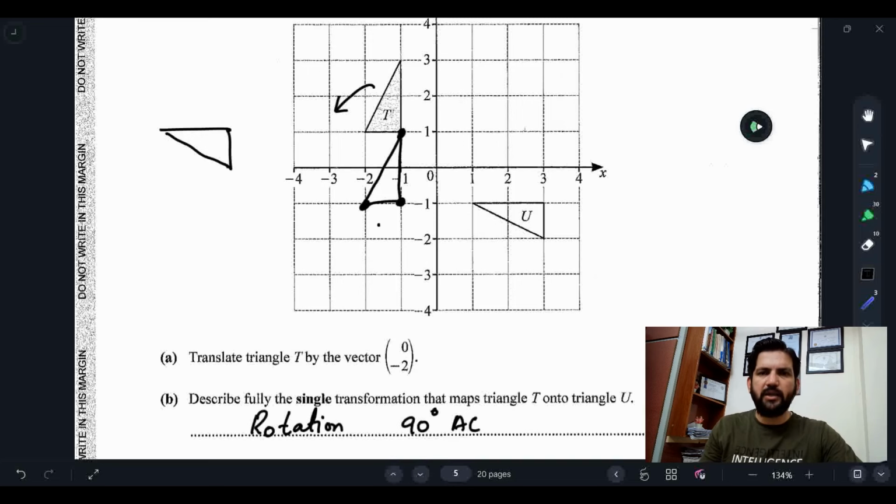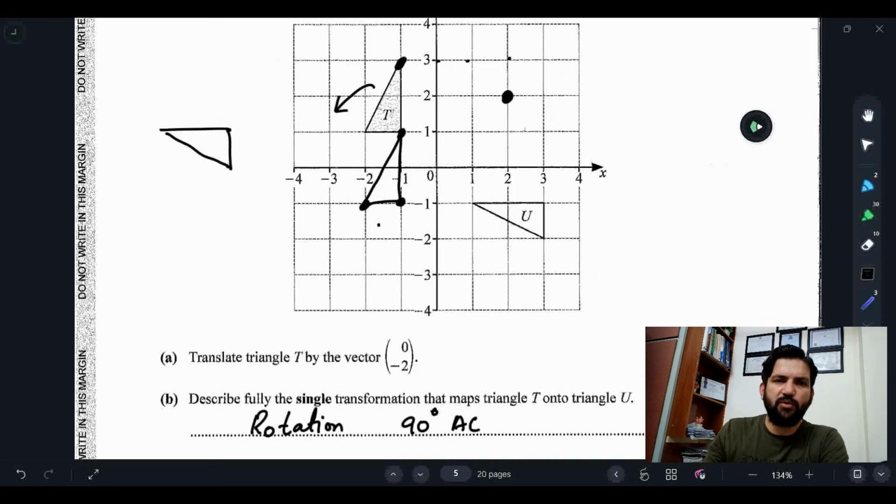And how to find the center of rotation? For the center of rotation, we simply count the corresponding values. Like you can see, this point is 1, 2, 3 units away, and so vertically this should also be 1, 2, 3 units away. So (2, 2) will be the final answer.